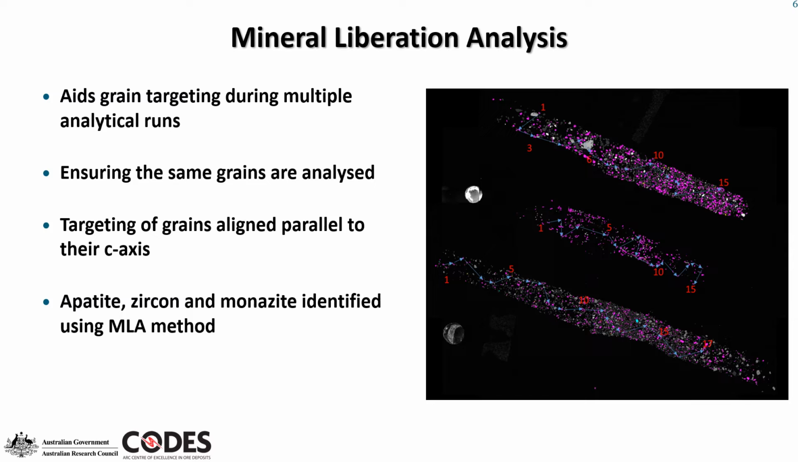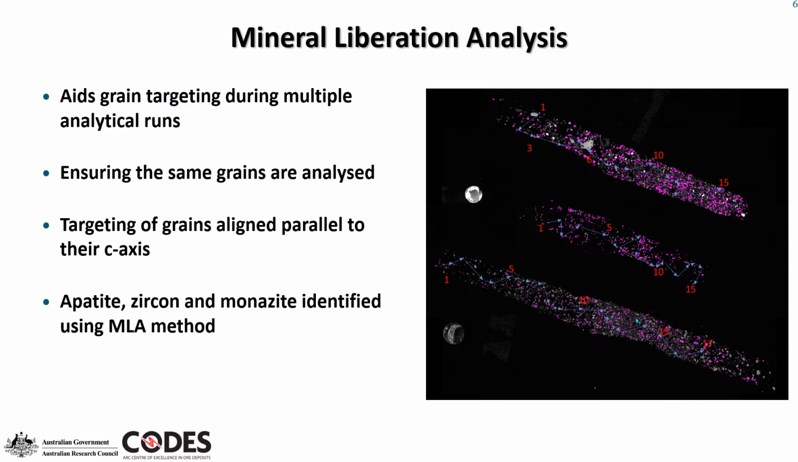Mineral liberation analysis was primarily used to enable targeting of the same apatite grains using different analytical methods. So I'd capture a backscatter electron image as well as the MLA image, overlay them on each other and develop a map similar to the one on the right hand side. They're actually quite high res images, and that one's just zoomed out a fair bit.